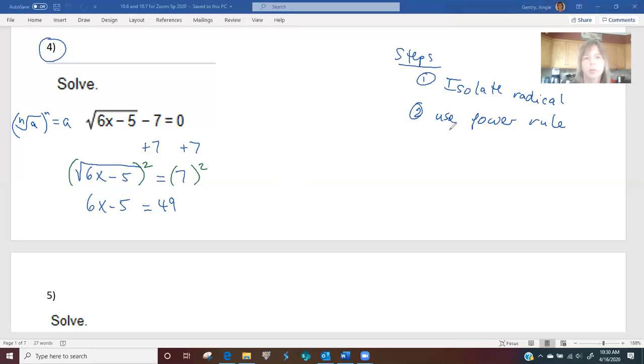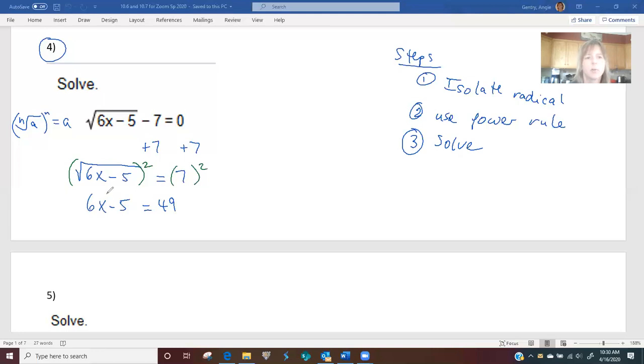This semester, we're doing this just a little shorter, so I'm not going to go into great detail and very long ones. We're keeping it fairly basic. But first you isolate the radical, then you use the power rule. Then you solve just like you would any other day. Sometimes you have to use quadratic, sometimes you have to use just linear solving.